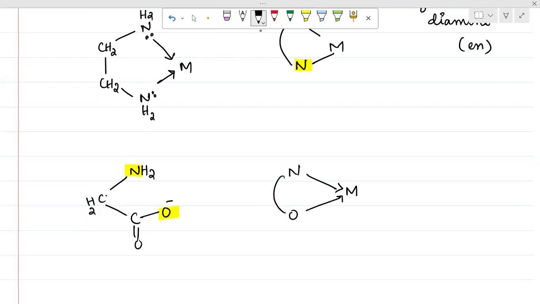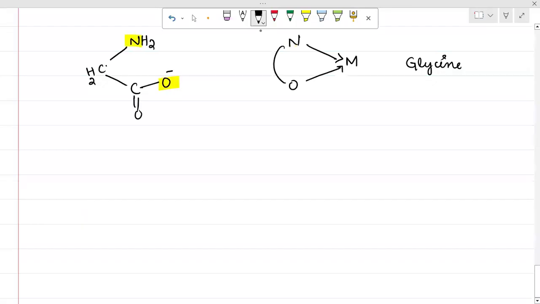This can represent glycine. Now one which was asked in a question. You represent it just like this, GLY. This is not symmetrical, it is asymmetrical. Next is dimethyl glyoxime.